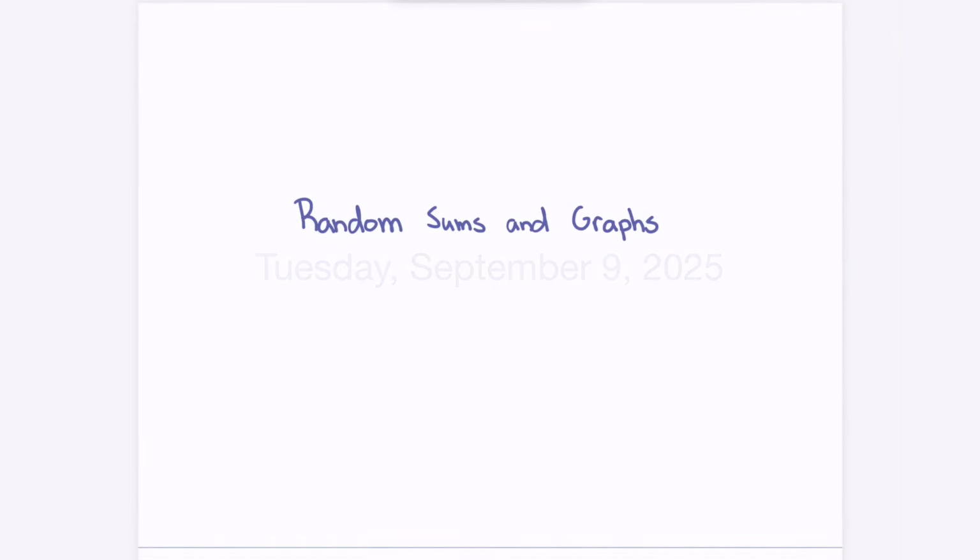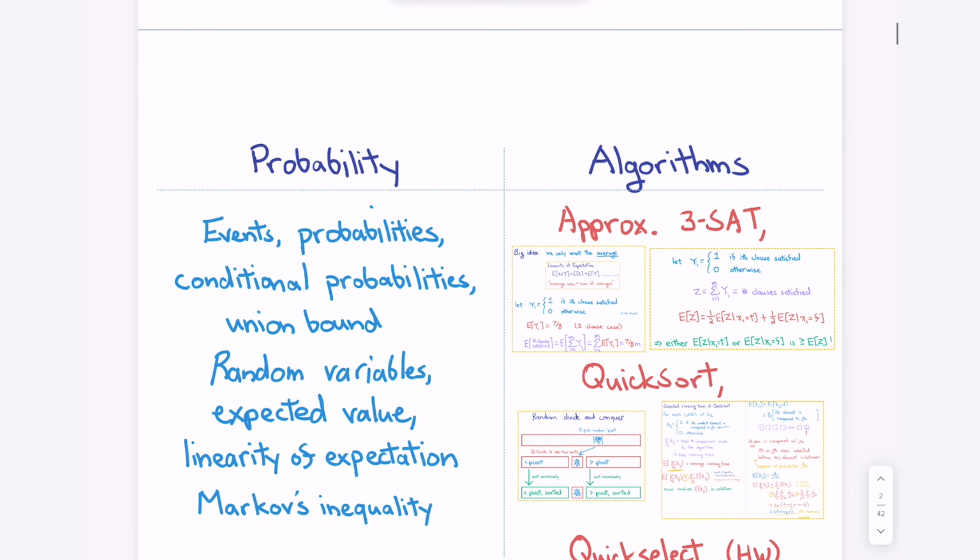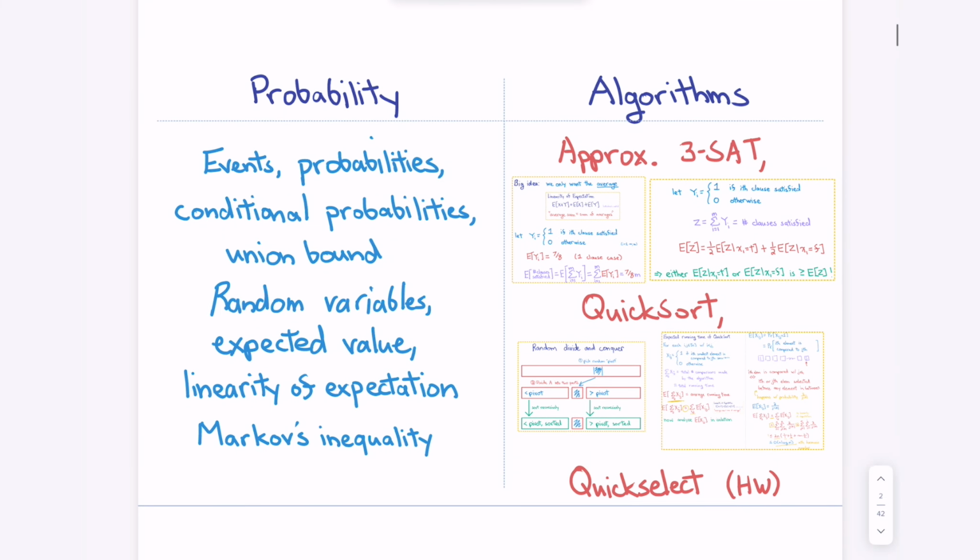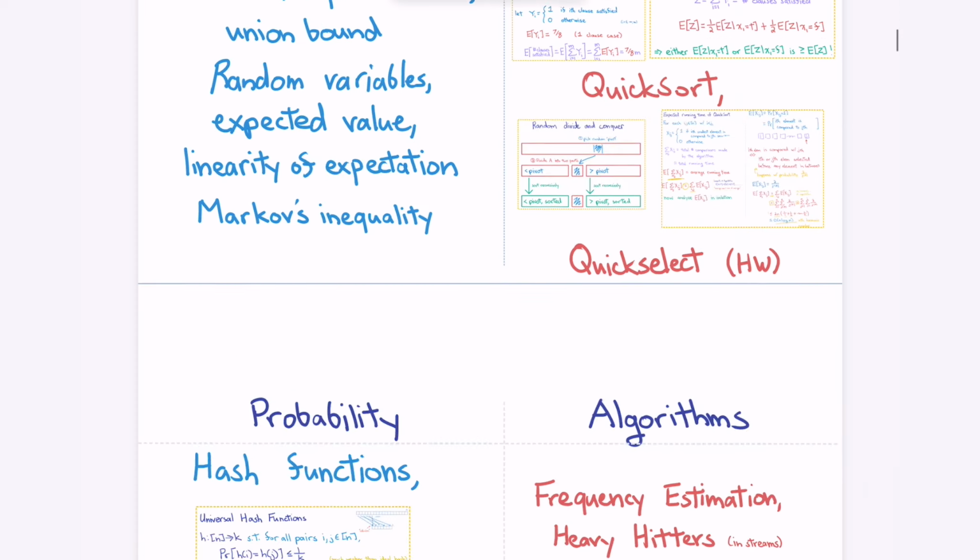Okay. All right. So today we'll talk about random sums and random graphs. So here's the usual review stuff. What we've done so far: the first day was about linearity of expectation and some applications to 3-SAT, quicksort, and by now you've done quickselect.